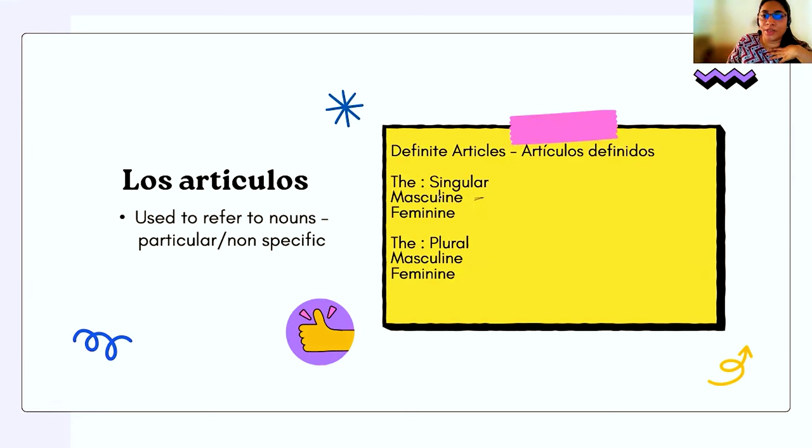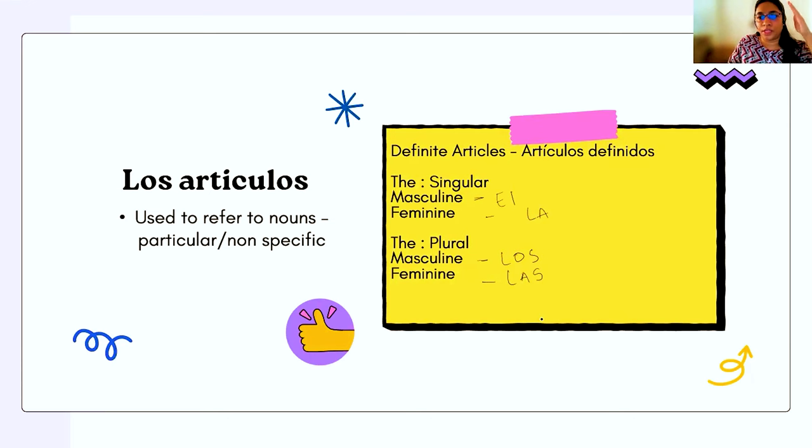When I want to talk about a masculine singular noun, but I want to use a definite article like the, for masculine, I'll use el, E-L. When I want to talk about a feminine singular noun and I want to use a definite article, I'm going to use la. When I want to talk about a masculine plural noun and I want to use a definite article, I'm going to use los, L-O-S. I want to talk about a feminine plural noun and I want to use a definite article, las.